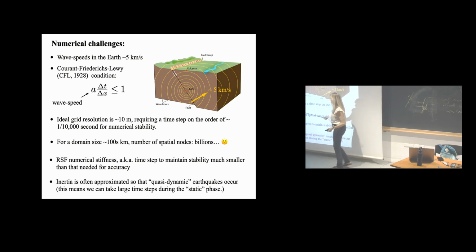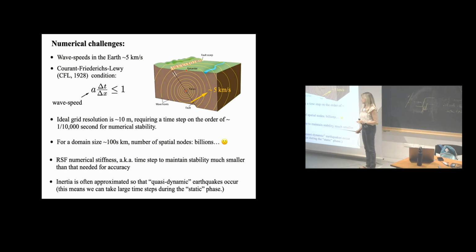So ideal grid resolution is 10 meters. I mean, probably even smaller, ideally, right? It's way, way smaller. But let's say it's 10 meters. This requires a time step on the order of 1/10,000th of a second for numerical stability if you take the wave speed to be 5 kilometers per second. So for a domain size of hundreds of kilometers, the number of spatial nodes is in the billions, so sad face. Rate and state friction, in addition, introduces numerical stiffness.